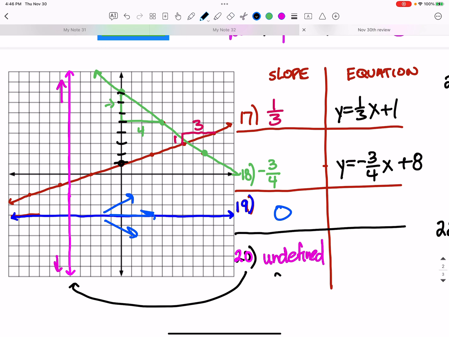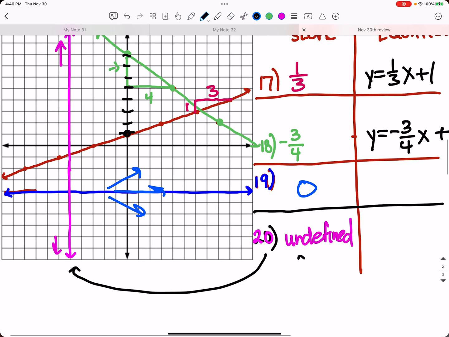The blue one, all right, this is the y-axis. So the blue one hits the y-axis at negative 1, negative 2, negative 3, negative 4. Y equals negative 4. And the undefined one, this is the x-axis. It hits the x-axis at 1, 2, 3, 4, negative 5. So it hits the x-axis at negative 5.